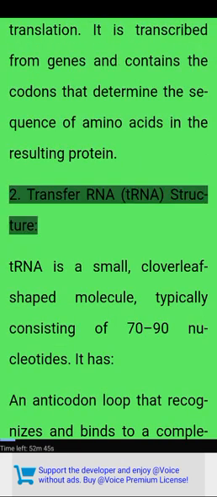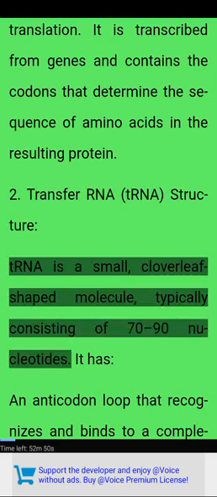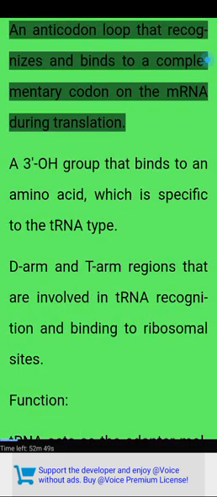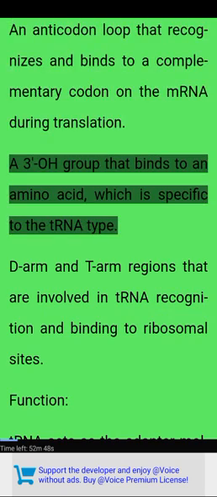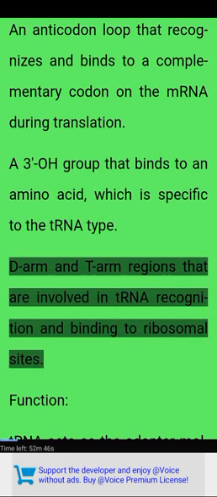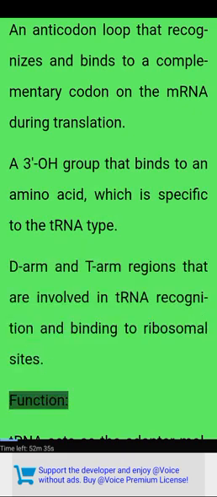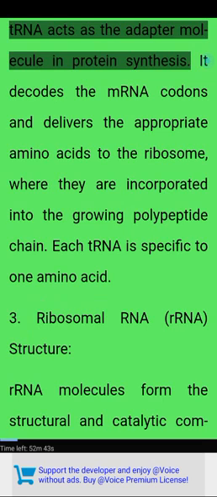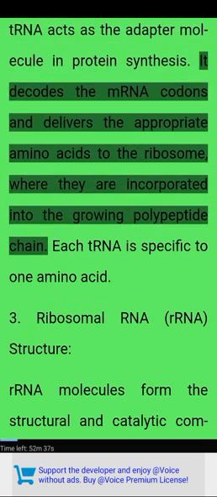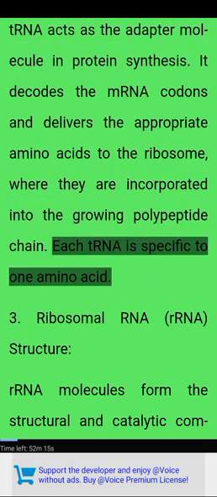2. Transfer RNA, tRNA. Structure: tRNA is a small, cloverleaf shaped molecule, typically consisting of 70 to 90 nucleotides. It has an anticodon loop that recognizes and binds to a complementary codon on the mRNA during translation, a 3' group that binds to an amino acid, which is specific to the tRNA type, and D and T loop regions that are involved in tRNA recognition and binding to ribosomal sites. Function: tRNA acts as the adapter molecule in protein synthesis. It decodes the mRNA codons and delivers the appropriate amino acids to the ribosome, where they are incorporated into the growing polypeptide chain. Each tRNA is specific to one amino acid.